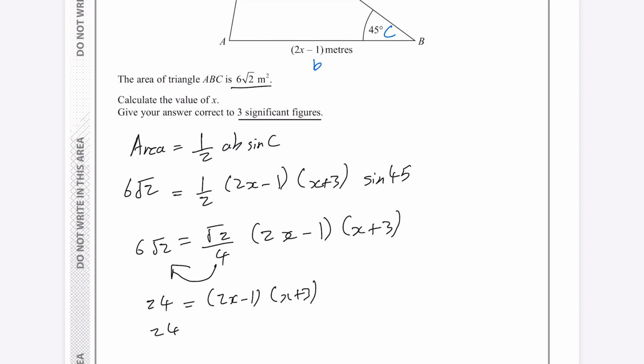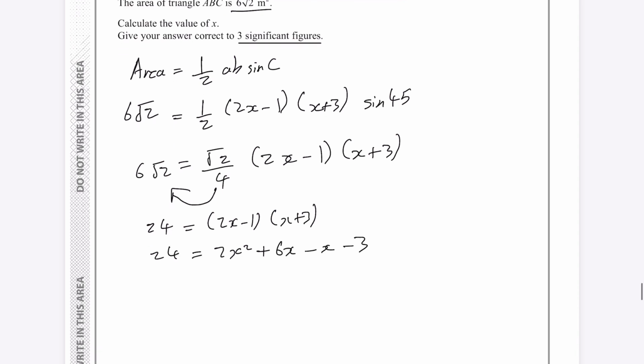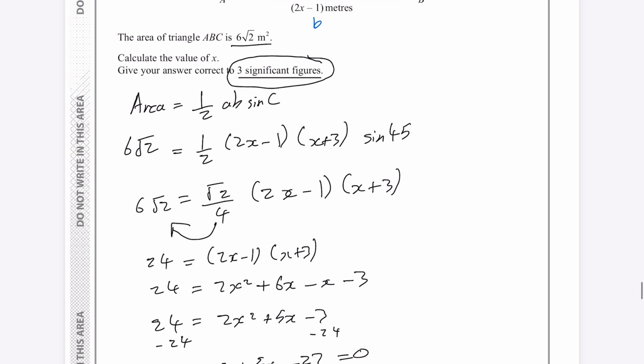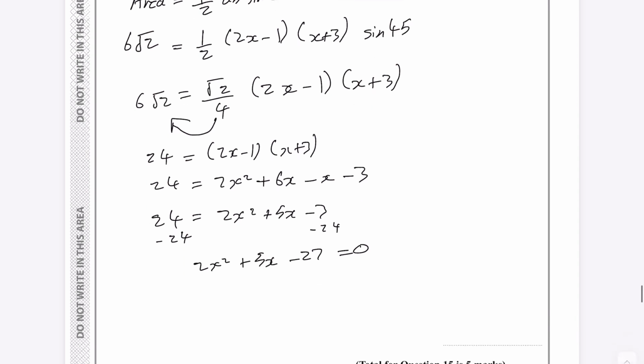If I now expand that, we have 2x squared plus 6x minus x minus 3. Collecting like terms, we end up with 2x squared plus 5x minus 3, equals 24. If I subtract 24 from each side, I end up with 2x squared plus 5x minus 27 equals 0. Now remember, before you go off and start factorizing this by doing 2 times 27, remember what I told you at the start: there's a reason why the question told us that. So that should be a clear hint of using the quadratic formula at this point.